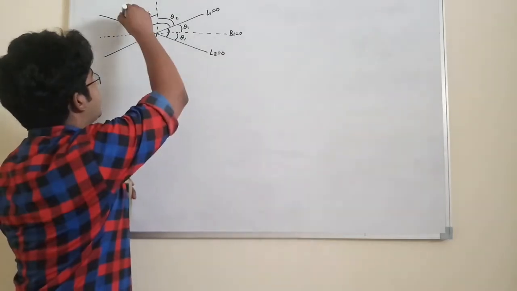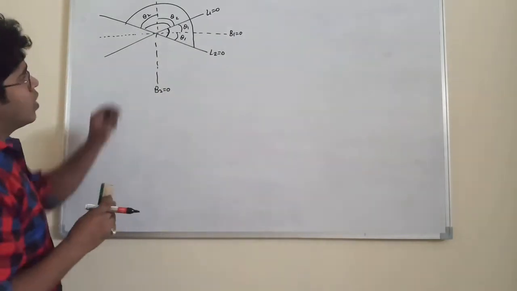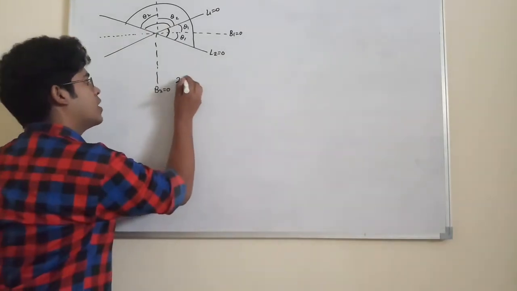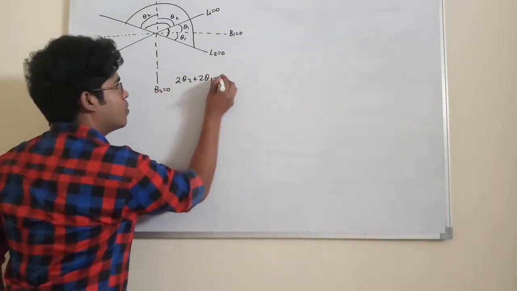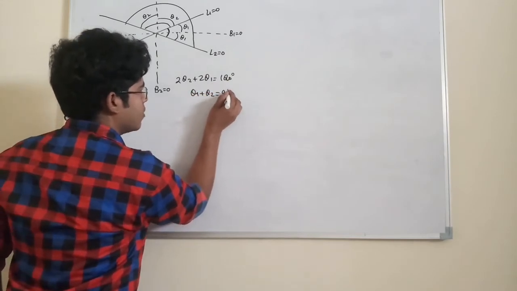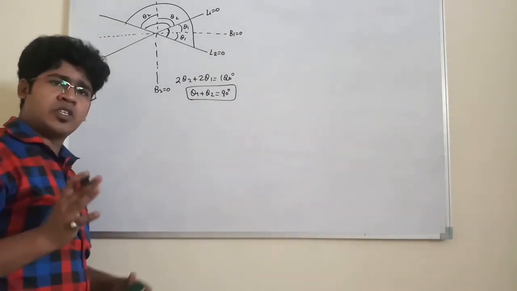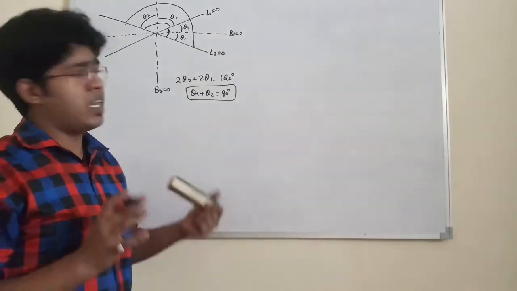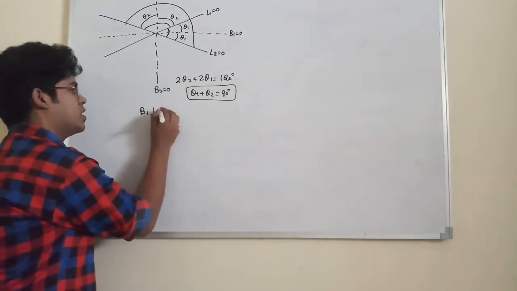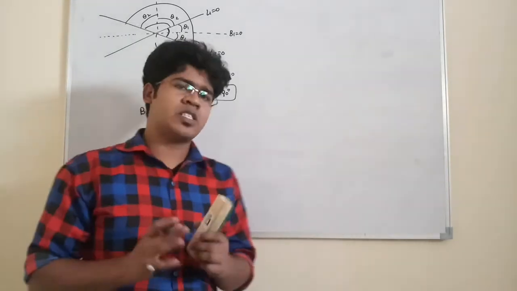Now you can say there is a straight line on L2, which is combined of theta 2, theta 2, theta 1, theta 1. So we can say that twice theta 2 plus twice theta 1 is equal to 180, and hence theta 1 plus theta 2 is equal to 90. What does it mean? It means the very important thing that whatever the angle between the two lines, the angle between the two bisectors will always be 90 degrees. That is, B1 is always perpendicular to B2. So keep this in mind. It's a very important thing.